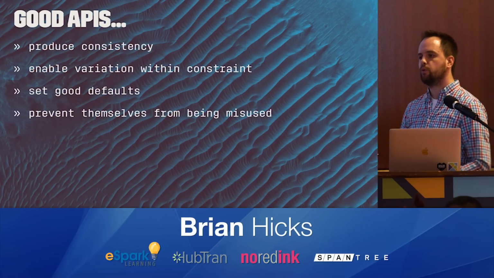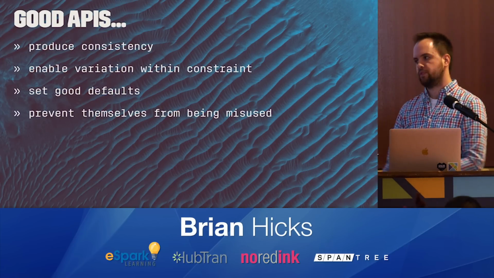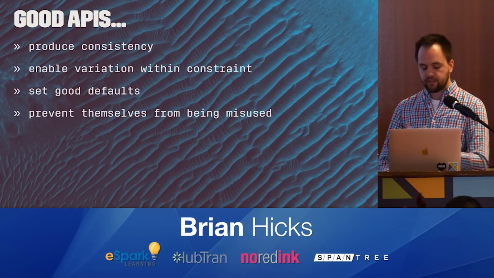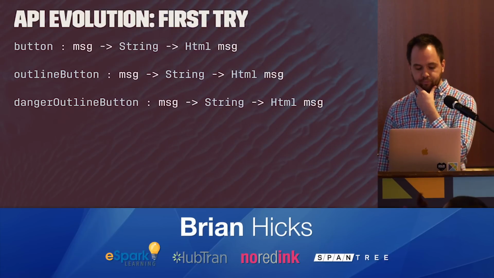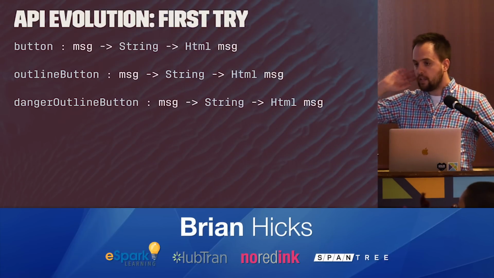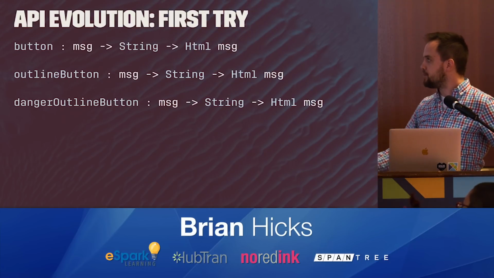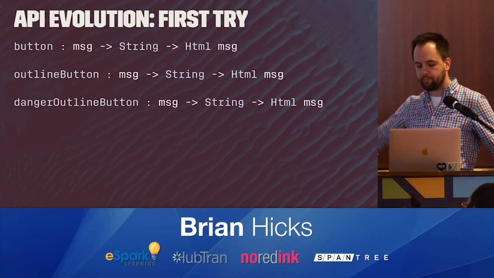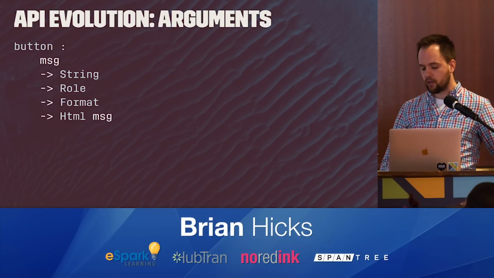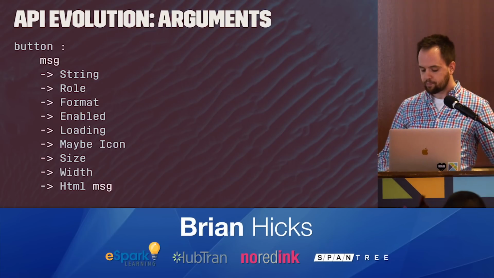So let's run through our evolution of an API real quick, the steps that some of us have certainly taken. I certainly have taken all of these steps in different APIs, and see how things went. So we started off with this, a button, outline button, a danger outline button. This is not consistent, over-constrained, doesn't set defaults, doesn't prevent misuse, because you can just copy whatever wherever, right? So not great. So we moved all of those options into arguments, and this was better. But then, more options, and it was suddenly inconsistent.